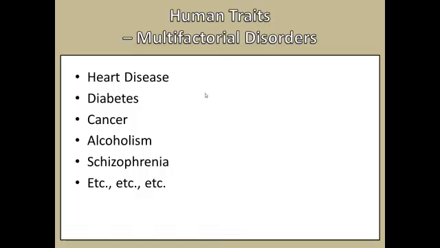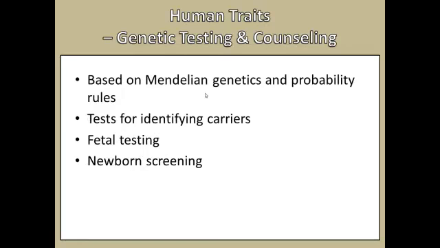So if you know you have a disease in your family and in your spouse's family, a genetic counselor can look at your pedigree and use Mendelian genetics and probability rules to determine your chances of having an affected child. They can do DNA testing to identify if you are a carrier of the disorder or if you're a homozygous non-carrier. A fetus can be tested to see if they have the disorder.